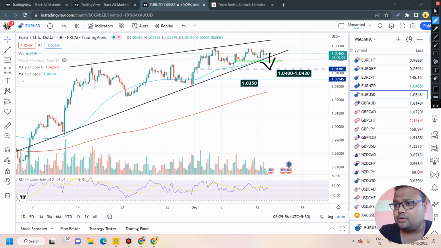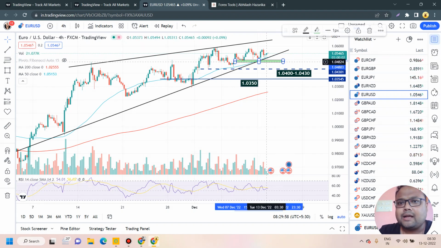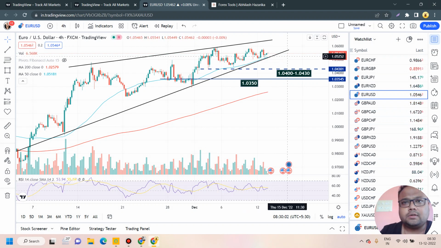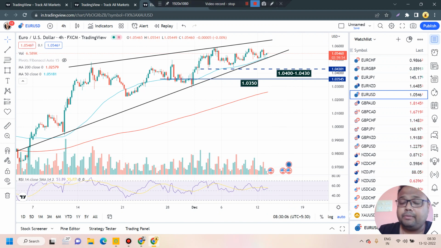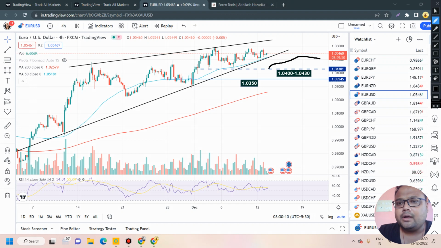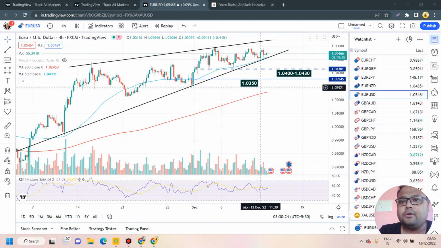If the head and shoulder pattern is correct, then obviously the market will come down to test this level, and this time it will not work. Your only support before the news will be 1.0400 to 1.0430, and the next support is around 1.0350. These two are the support levels before the news that you should keep your eyes on.